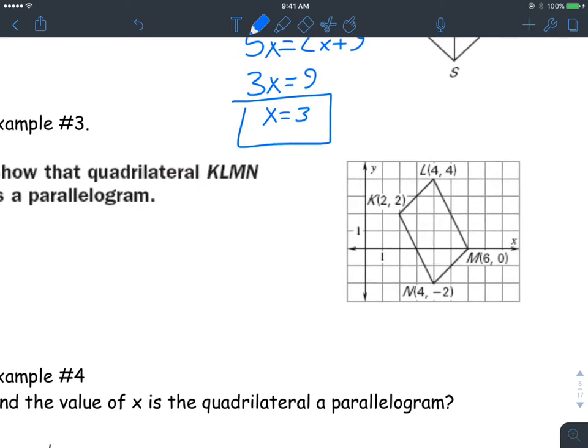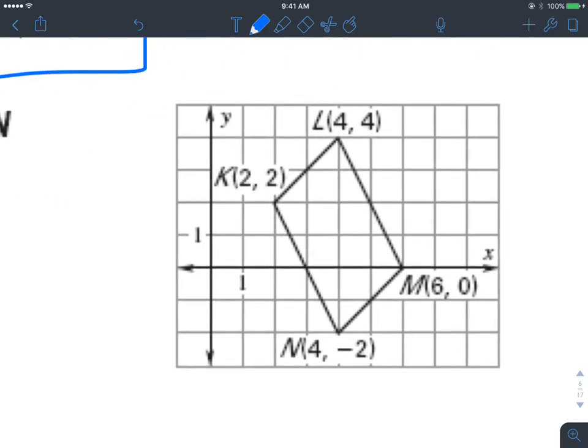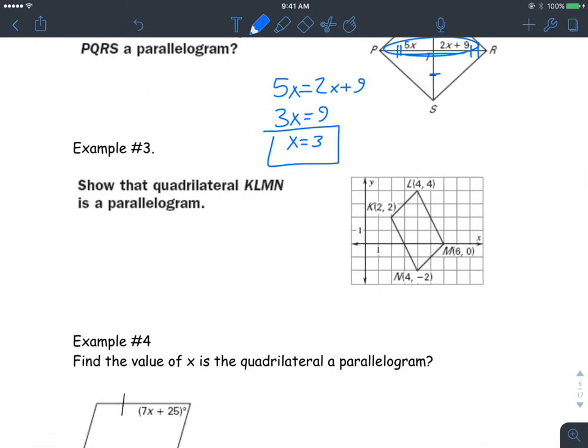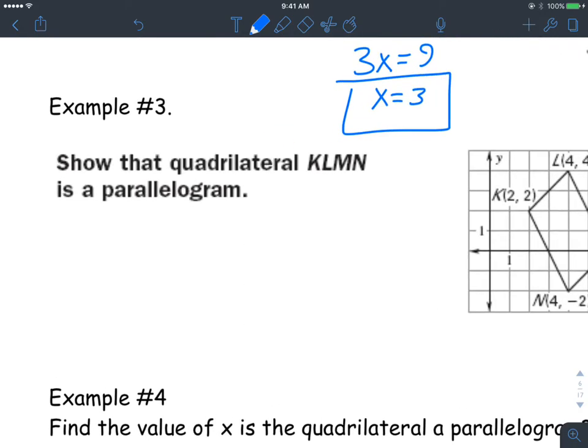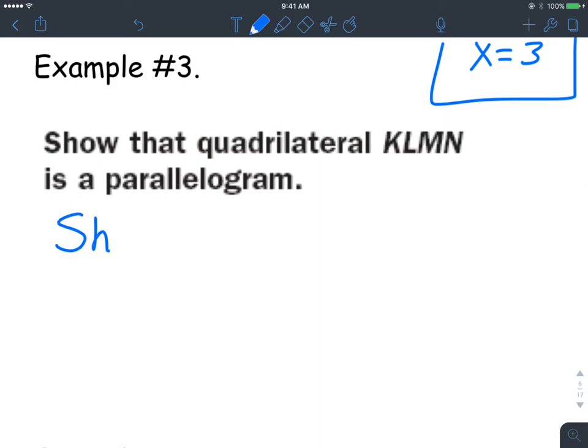Okay, show that this quadrilateral, on a little Cartesian plane, is a parallelogram. There are a couple of different ways you can do this. My personal favorite way, because it's the easiest, is showing that the sides are parallel. So that's what we're going to do here. There are different ways you can do it.